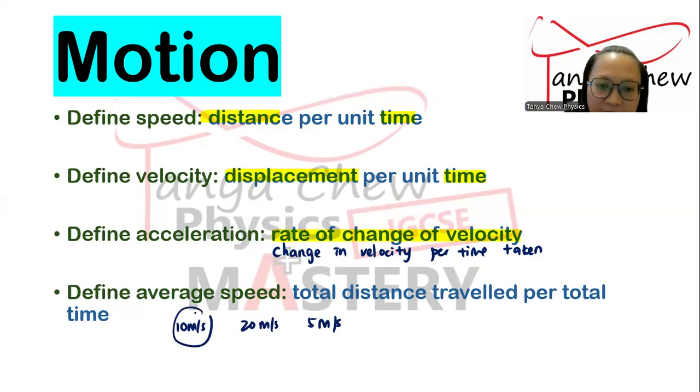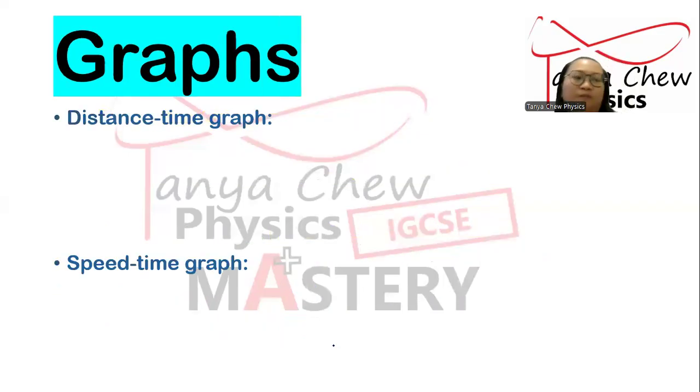So for 10 meter per second, if the time is given, let's say for 10 seconds, you have to find the distance traveled by the object within those 10 seconds. Maybe 20 meter per second, the time is only 5 seconds. 5 meter per second, the time is maybe 20 seconds. So you have to find the distance for every section, and then you add up all the distances and divide by the total time. That's your average speed.